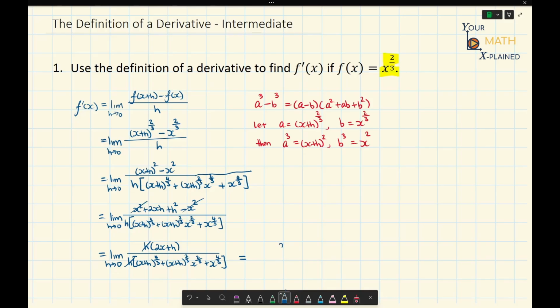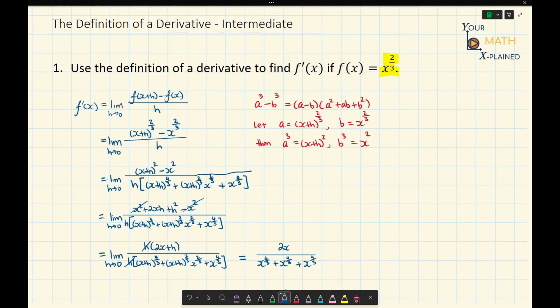and once we take the limit, our numerator is going to be 2x, and then our denominator is going to be x plus 0 to the power of 4 over 3, so that's just x to the power of 4 over 3, and then we have plus. This is going to be x to the power of 2 over 3 times x to the power of 2 over 3. So we can go ahead and add the exponents. So that's another x to the power of 4 over 3. And then we have one last x to the power of 4 over 3.